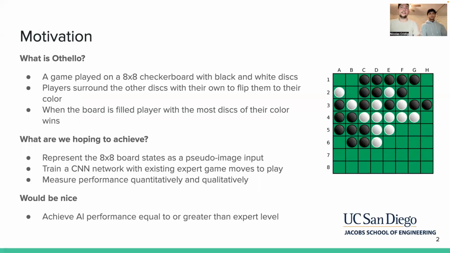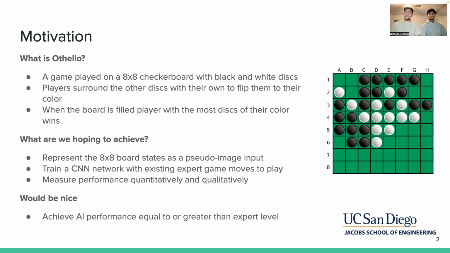What is Othello? Well, this game is played on an 8x8 checkerboard with black and white discs. Players surround the other discs with their own to flip them to their color. The game is complete when the board is completely filled or there are no more valid moves, and the player with the most discs of their color wins.